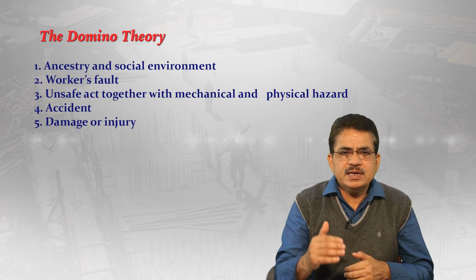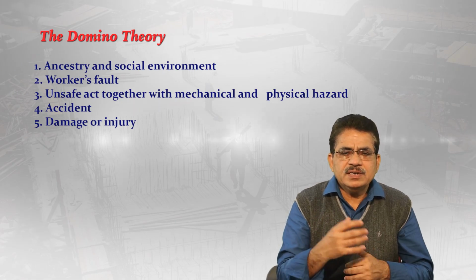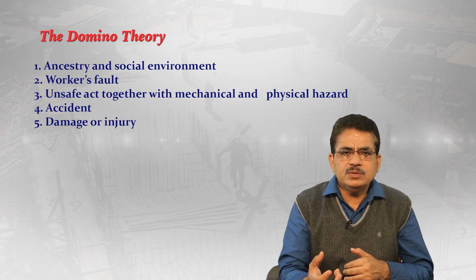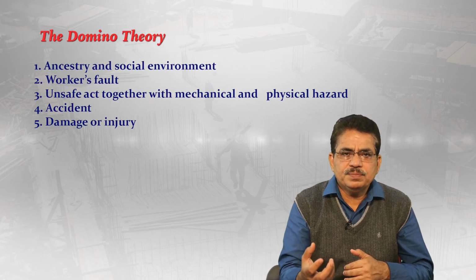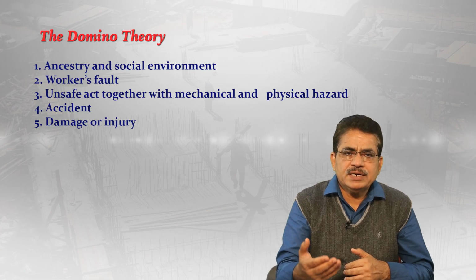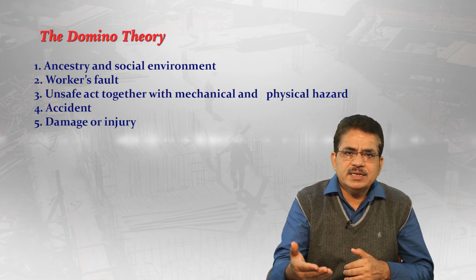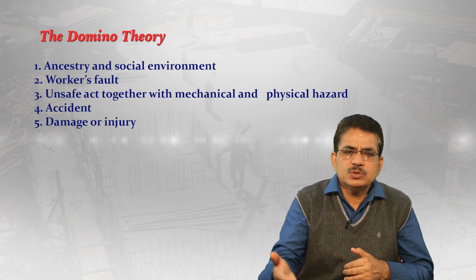Means the first one will actuate the second one. If the second one is there, then it will actuate the third one. If the third one happens, then it will actuate the fourth one, and finally the fourth one will actuate the last one, the fifth one. The sequence of accident factors is like that: ancestry and social environment. Means there are things which come into the work nature of the employees due to the practices that were followed by their ancestors and by the social environment.